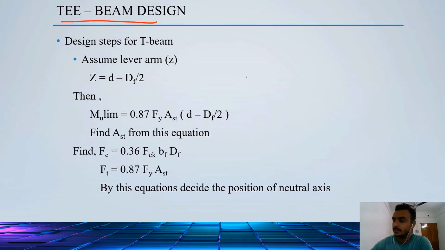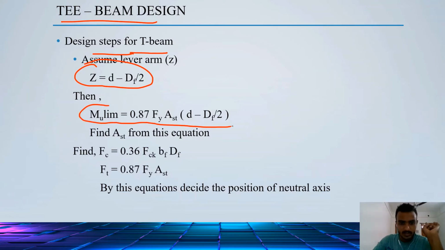T-beam design. So for T-beam design, we have a design step. First of all, we have to find out the lever arm, Z is equal to D minus Df by 2. We have to find out this. By the lever arm, we have this equation.